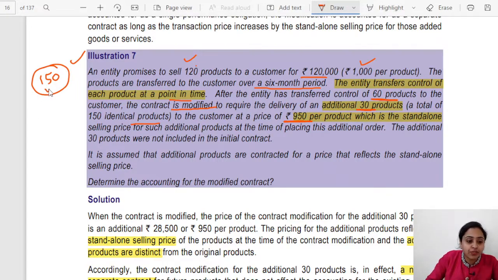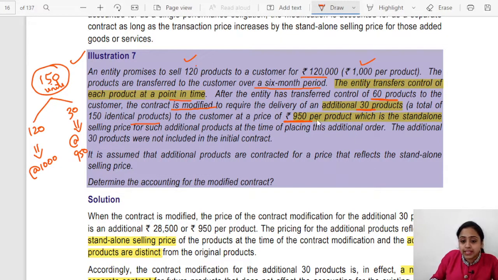So 150 units need to be transferred. Out of this, 120 will be transferred at the rate of 1,000 and the remaining 30 will be transferred at the rate of 950 rupees, which is the standalone price. Importantly, as we have seen in the chart, we need to question 2-3 points. If we satisfy them, then we record it as a separate contract, otherwise it is recorded as a modification of the particular contract itself.